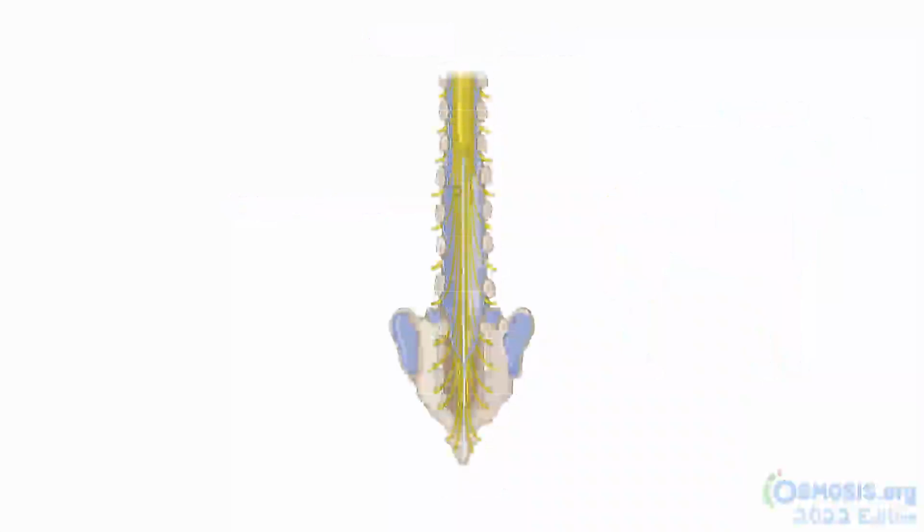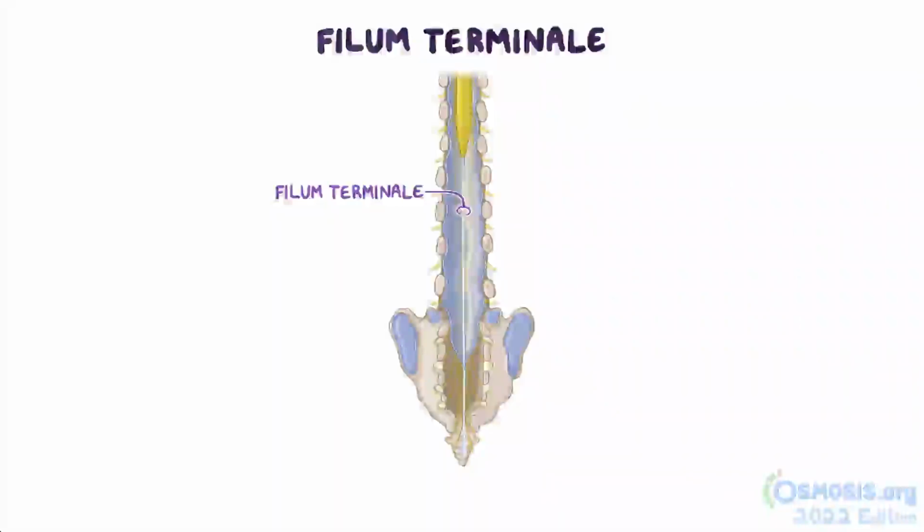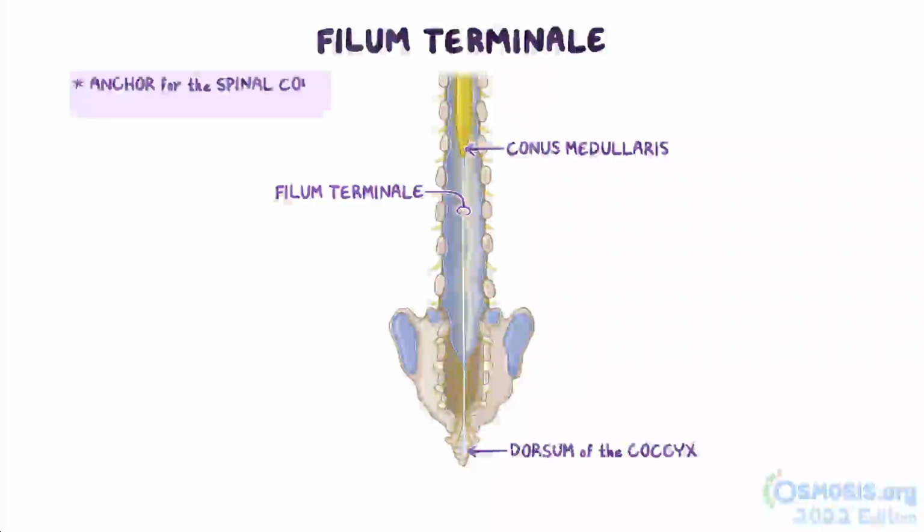There is also another important structure within the distal portion of the vertebral canal called the filum terminale. It extends from the conus medullaris and descends among the nerve roots of the cauda equina to attach to the dorsum of the coccyx, acting as an anchor for the spinal cord within the vertebral canal.